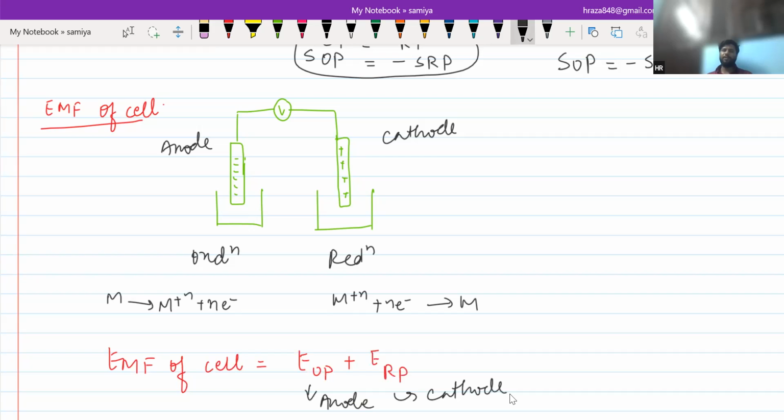Please write up to this. This is very easy. But always remember, when we are going to do numericals, we don't need to write the value of oxidation potential. We have to convert it into a reduction potential by the relation: oxidation potential is equal to minus reduction potential. Please write.